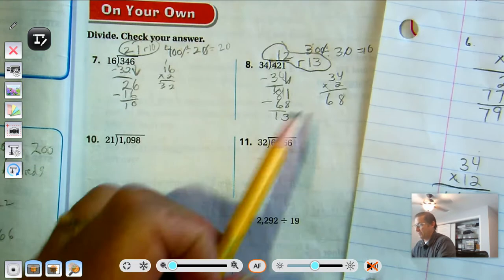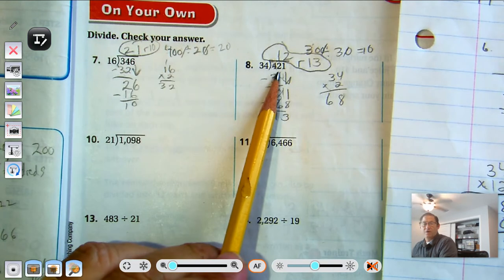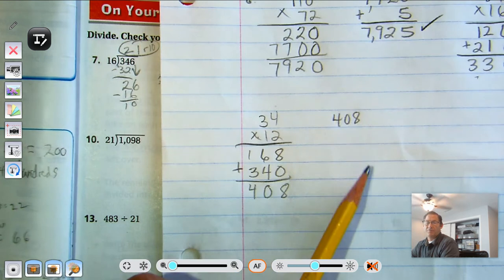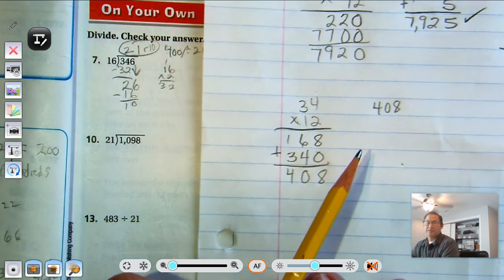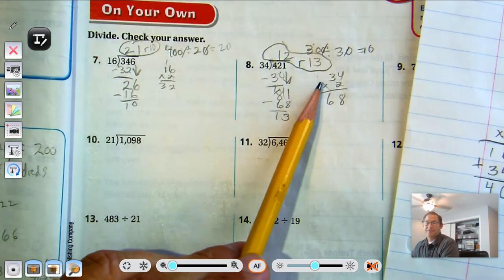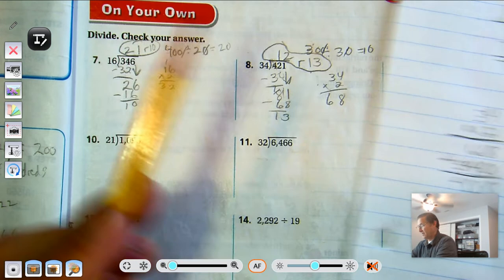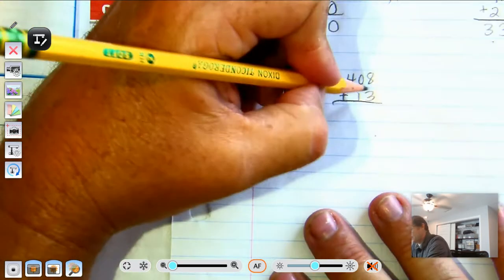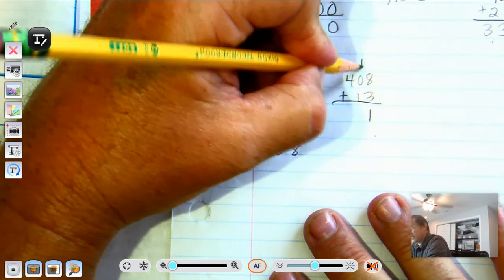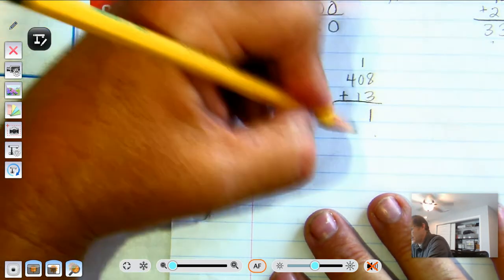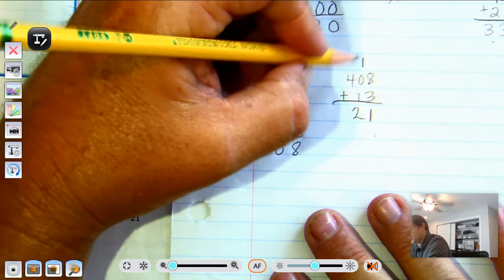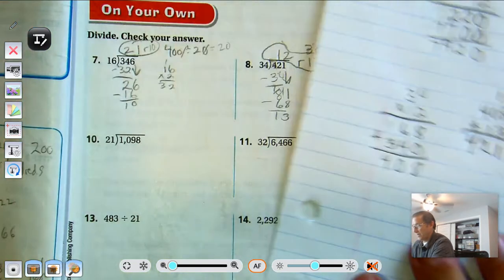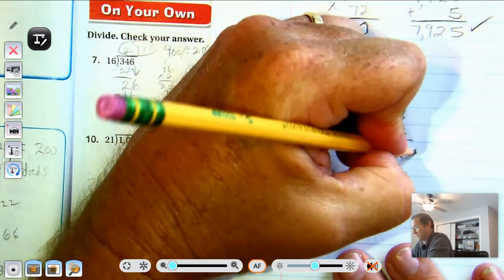Okay, well, our dividend was 421. Right now I'm at 408. So why doesn't it match? Because I haven't added the remainder. So add 13 to the 408. 8 plus 3 is 11. Regroup as 10 and 1, 1. 1 and 10 is 2. 421. That does match.